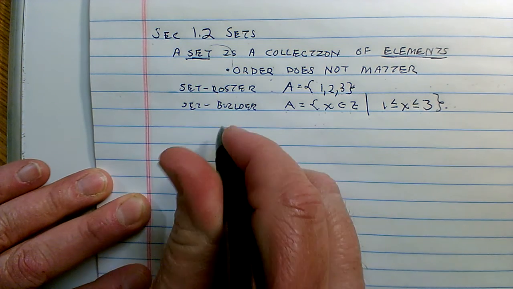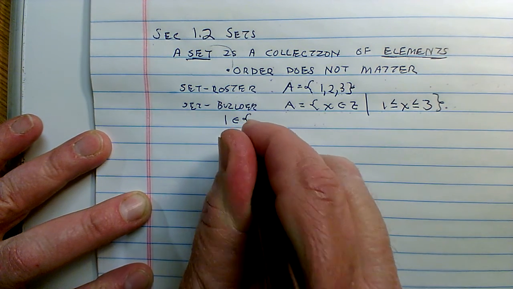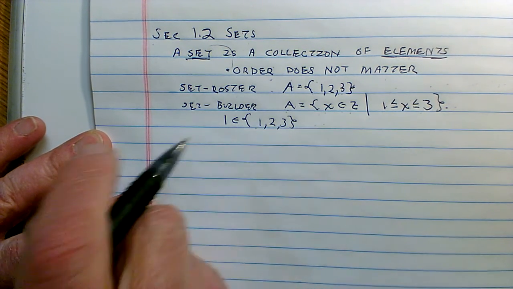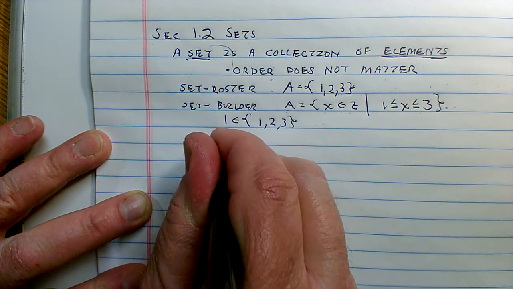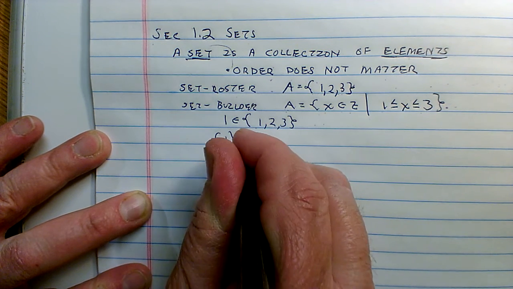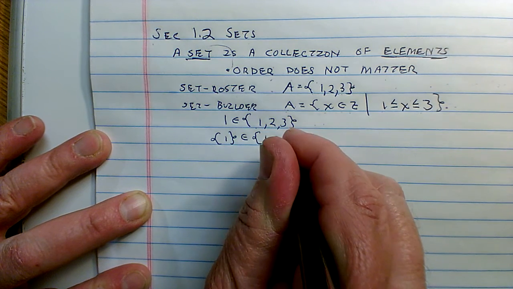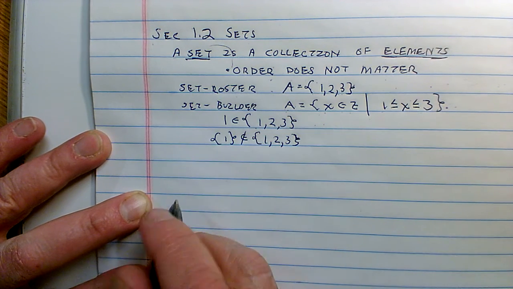Some other notation dealing with this. We can say 1 is an element of the set 1, 2, 3 because it is one of the elements in there. However, you have to be careful. The set containing 1 is not an element of that, and we show it's not an element this way.